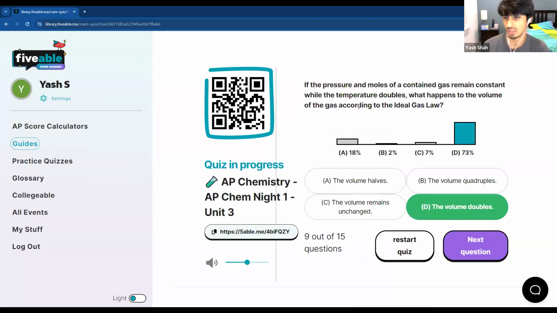All right, you guys are pretty good with this one. The volume doubles. Again, volume and temperature are directly proportional. So if temperature doubles, volume doubles as well.